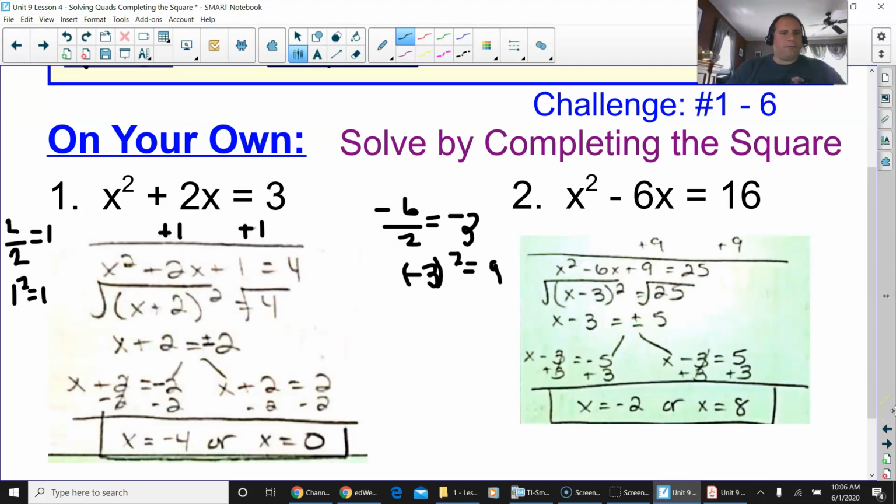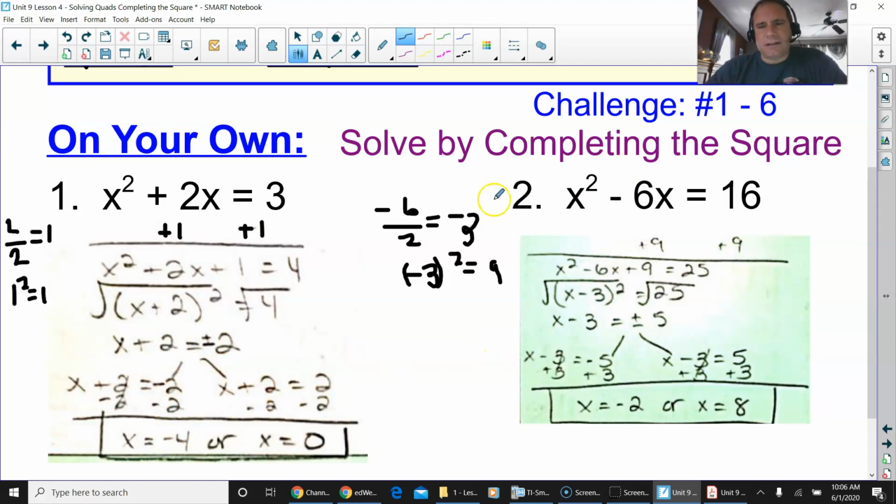Okay, so number 1, I took 2 divided by 2, you get 1. 1 squared is 1. That's why I added 1 on both sides. You have x squared plus 2x plus 1 equals 4. You square root both sides. Because you have a square, you want to do the square root. You have x plus 1 equals plus or minus 2 because the square root of 4 is a perfect square, and you get 2. You solve both sides, you get x equals negative 3 or x equals 1.